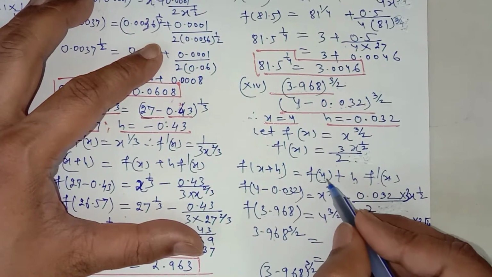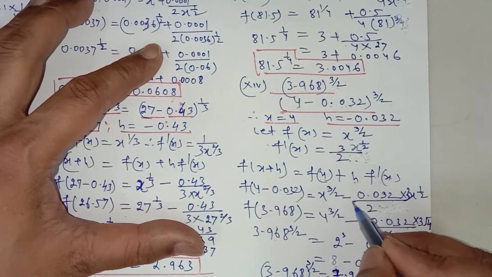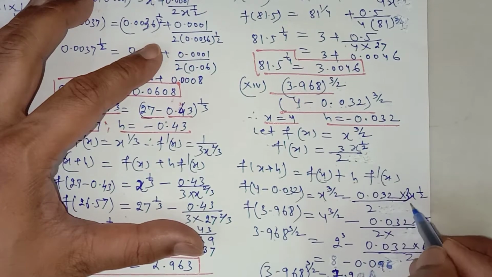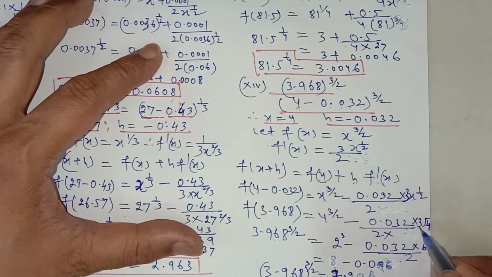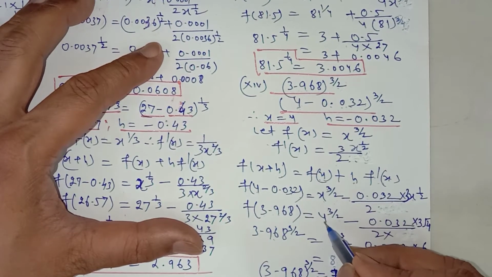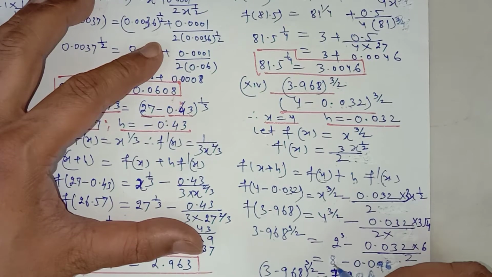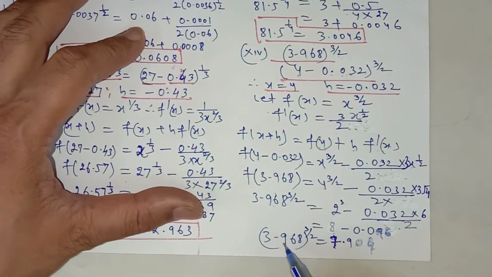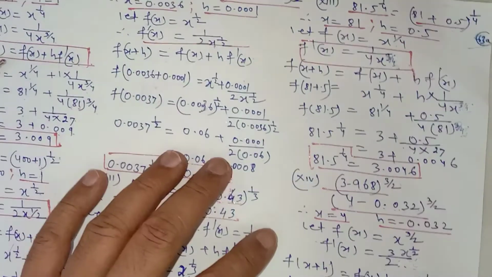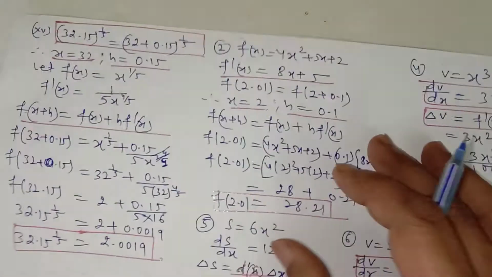Now see the right hand side very carefully. f(x) is x raised to power 3 upon 2, h is minus 0.032, f dash x is 3 upon 2 x raised to power half. Replace the value of x as 4, so the square root of 4 is 2, and 4 raised to power 3 upon 2 will be 2 raised to power 3, because for 4 you can write 2 square, so it will be 2 cube, 8. So 8 minus this number will be equal to 7.904, which is the value of 3.968 raised to power 3 upon 2. So this is the approximate value you can find easily.